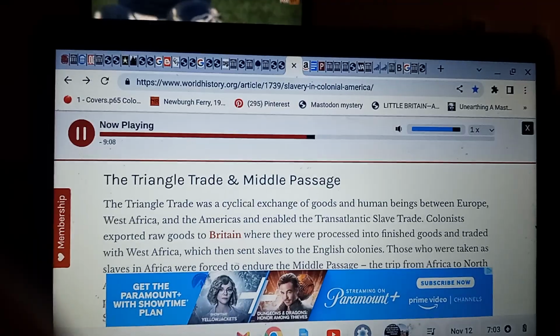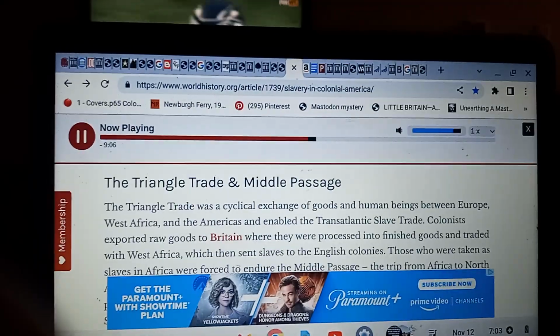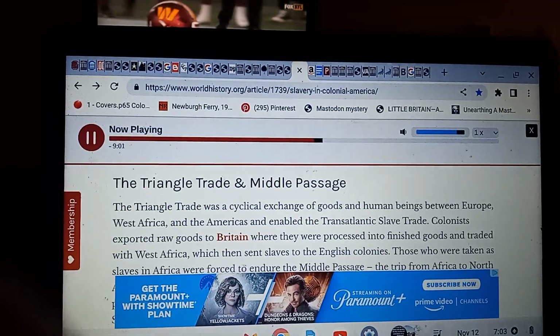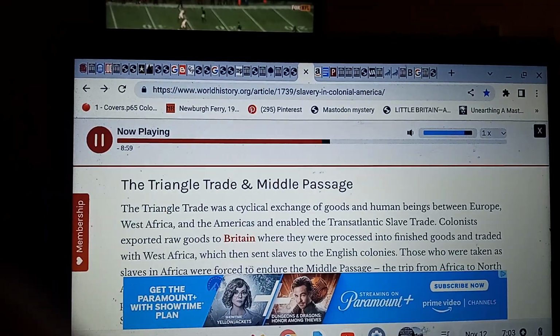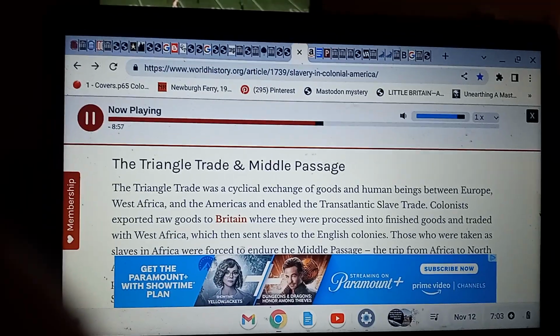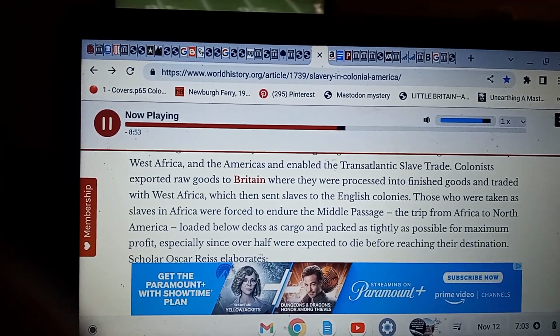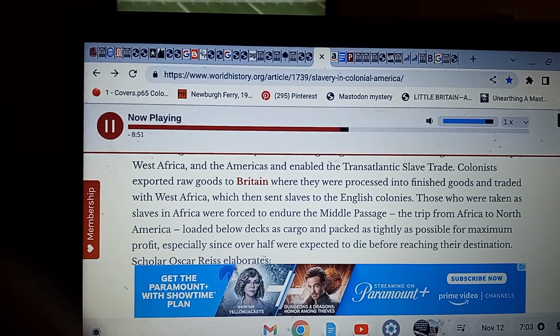The Triangle Trade was a cyclical exchange of goods and human beings between Europe, West Africa, and the Americas, and enabled the transatlantic slave trade. Colonists exported raw goods to Britain, where they were processed into finished goods and traded with West Africa, which then sent slaves to the English colonies.